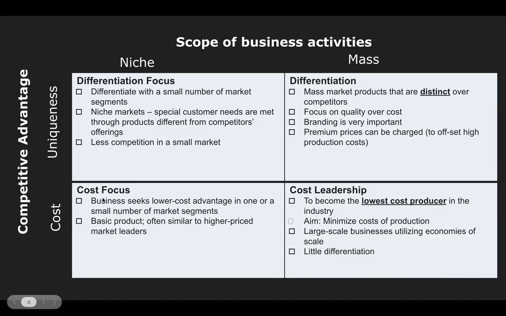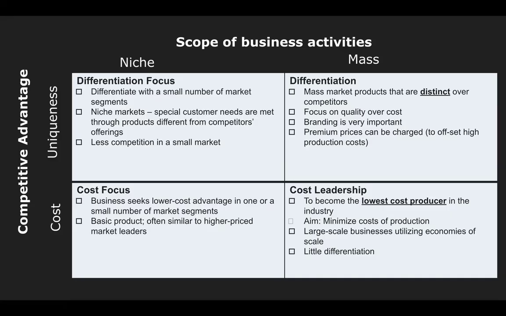All right, so let's start with the simplest one. The top two are probably all of them, except for the cost focus, tend to be pretty understandable. So our differentiation focus: focus means we're in a niche market, but we're focusing on uniqueness, differentiation. When we think of a niche market, it's a very, very small number of people we're selling to or market segments, very differentiated products, high quality products, and typically less competition because it's a small market.